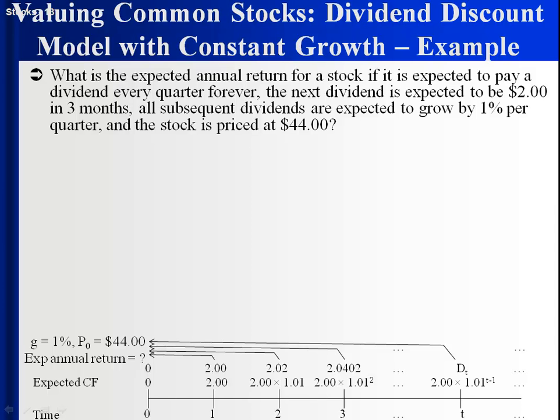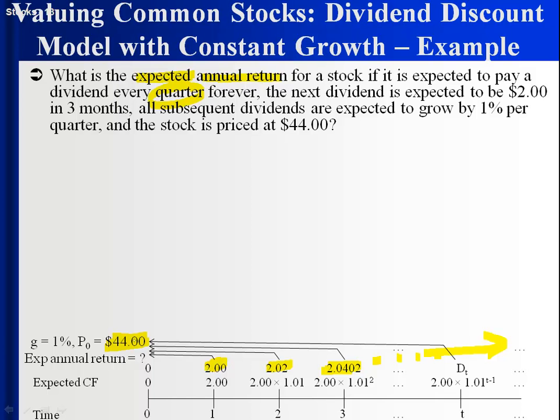What is the expected annual return? We have a stock, it pays a dividend every quarter. So again, we're in a quarter world, but we want the expected annual return. So you don't want to forget that. Next dividend is expected to be $2. All subsequent dividends are expected to grow by 1%. So we got 2, then 2.02, then a little over 2.04, then we're going to have a little over 2.06, and they're going to continue growing by 1%. And the stock is priced at $44.